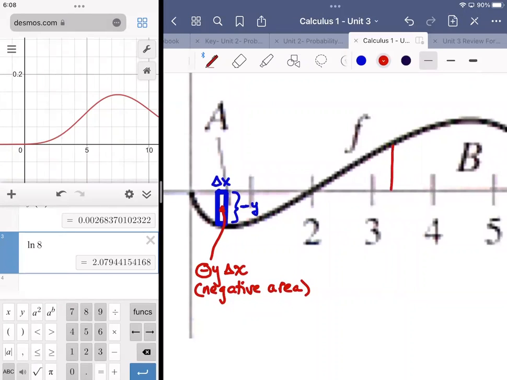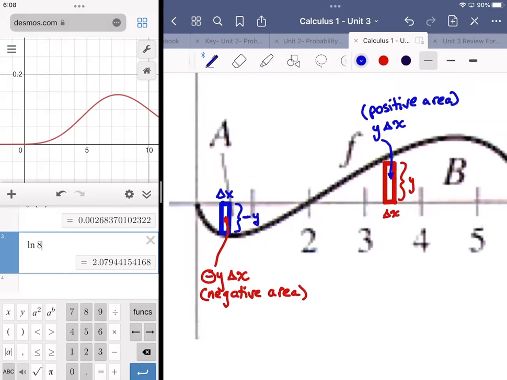Whereas over this interval, let's say I put it here, an arbitrary rectangle that has some thickness delta x. The height of that rectangle would be some y value. The area of this rectangle would be y delta x, right? That's going to be some positive area.